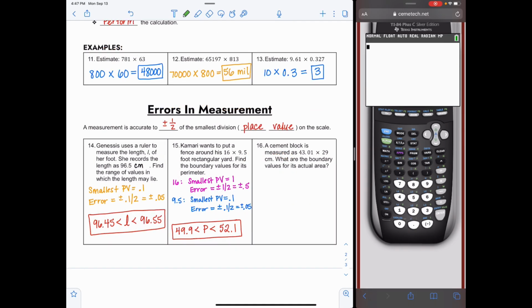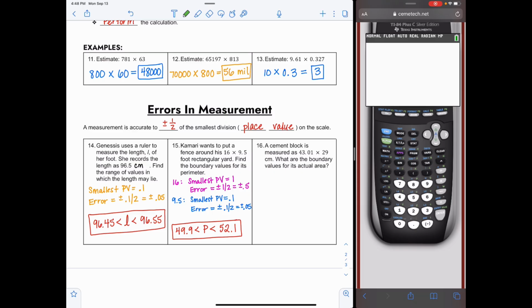All right, so for number 16, it says a cement block is measured as 43.01 times 29 centimeters. What are the boundary values for its actual area? So remember, when we are talking about area, we are referring to length times width, okay? So yes, we are talking about a block, but we are not talking about volume. I am talking about if I were to lay them out on the floor, how much space will be covered, okay? So let's get into it.